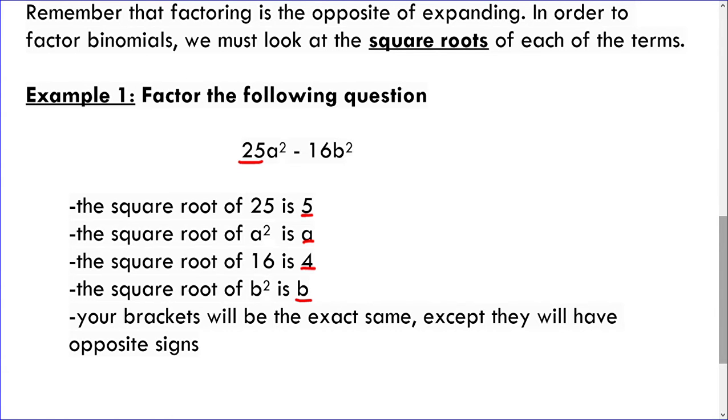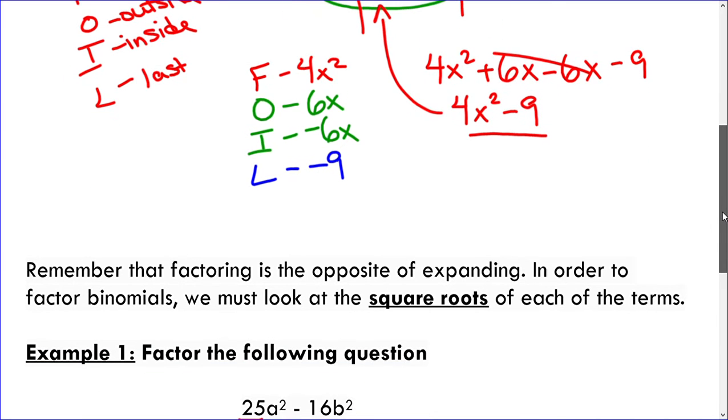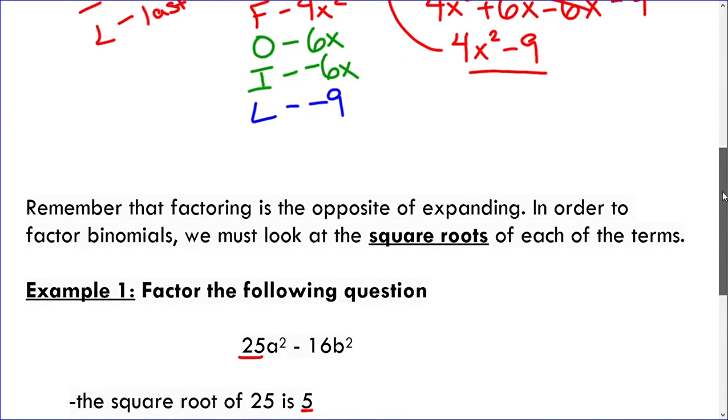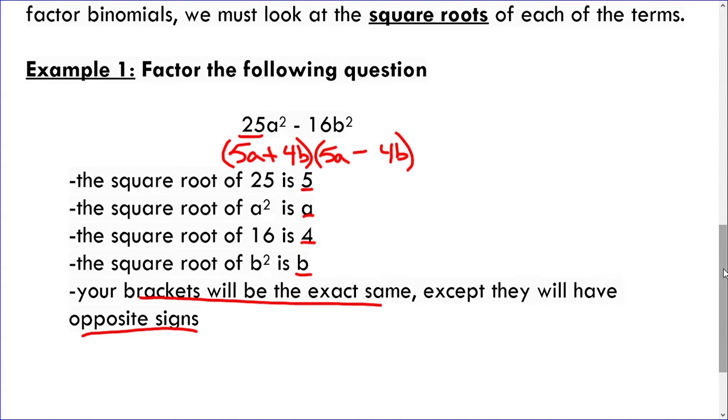Did you notice from my example up here, my brackets were the exact same, but my signs were opposite of each other? That gave me two terms that were perfect squares with a minus sign between them, which is exactly what I have here. So I'm going to open up two brackets, and I'm going to have 5a and 4b in each. The brackets will be exactly the same, except they will have opposite signs. One's a positive, one's a negative.